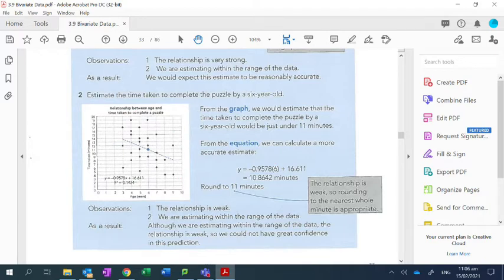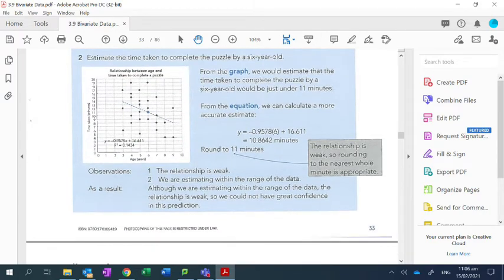Okay, so let's look at our observations. Again, our data point was within our other data, so that is an interpolation. Good. The relationship is strong or weak? Weak. So we are estimating within the range of data. That makes it an interpolation.